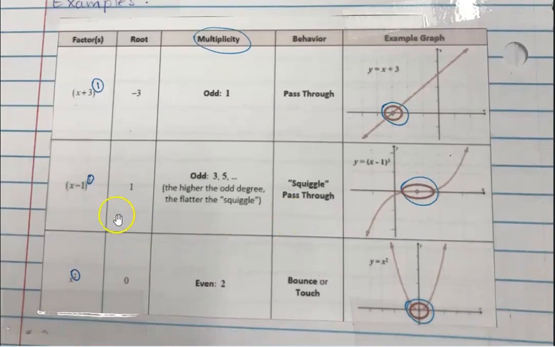If I had the example x minus 1 cubed, this time my root is going to be 1. The multiplicity is still odd, but it's no longer 1. If the multiplicity is 3, 5, 7, 9, and so forth, then the graph is going to pass through the x-intercept as a squiggle. And in this case, you'll notice that it kind of looks like a cubic function. That's going to be true for any odd multiplicity that is not 1.